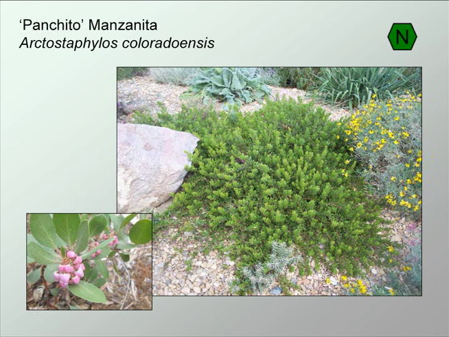The Panchito Manzanita is a great plant for Colorado. It's a cousin to the Kinnikinnick. It's a low-growing broadleaf evergreen. Can be grown in very dry locations. It's a spreader. Only gets about 12 to 18 inches tall and will spread 4 to 5, maybe even 6 foot wide. Has a pretty little pink flower in the spring.